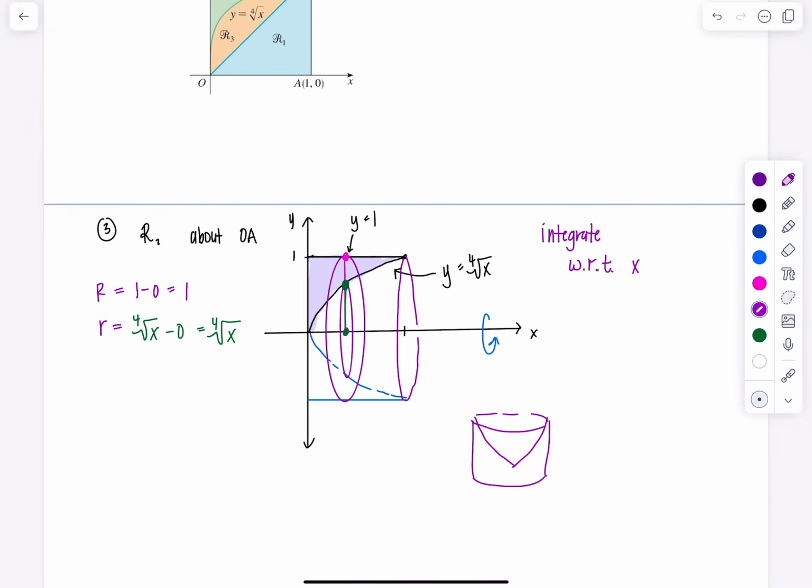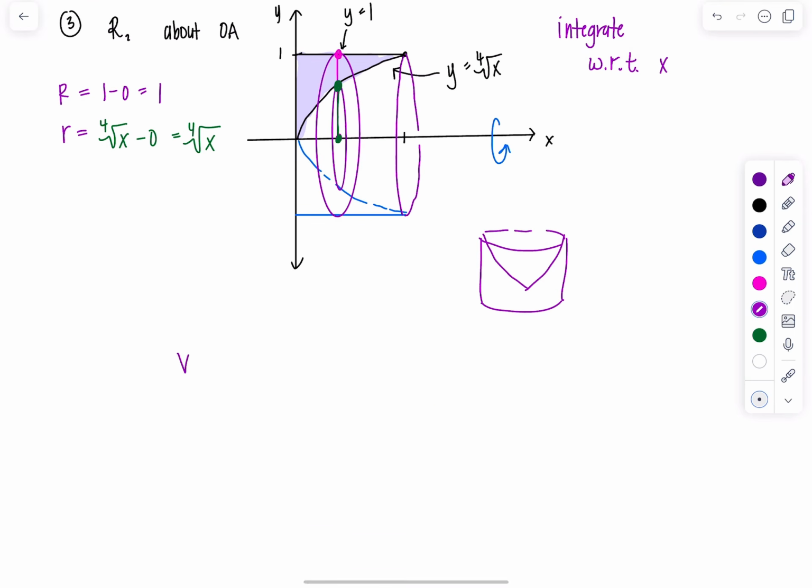Okay, so let's set up our integral now. Volume equals pi times, limits are in terms of x because we're integrating with respect to x. The original region lived between 0 and 1. Okay, 0 and 1. And then you have outer radius squared, so big R squared, minus little r squared, which is 4th root of x squared, and then all of this, don't forget your dx. Okay? Good. So this is pi times the integral 0 to 1.